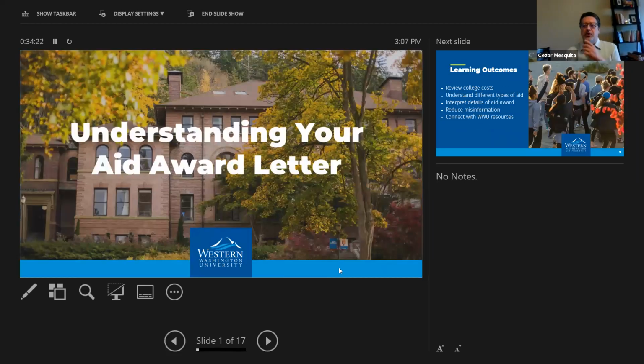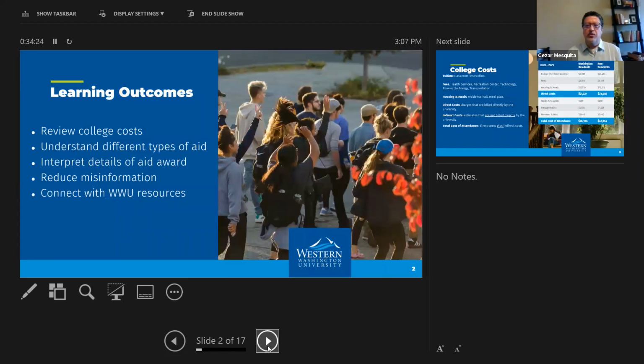Okay, so the learning outcomes of our session today are certainly to understand the difference in cost versus aid, and absolutely interpret the details in your aid letter, with the goal ultimately of reducing confusion, and absolutely welcome you to connect with the aid resources here at Western.